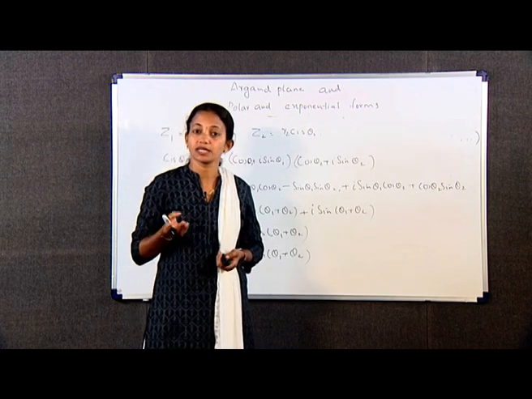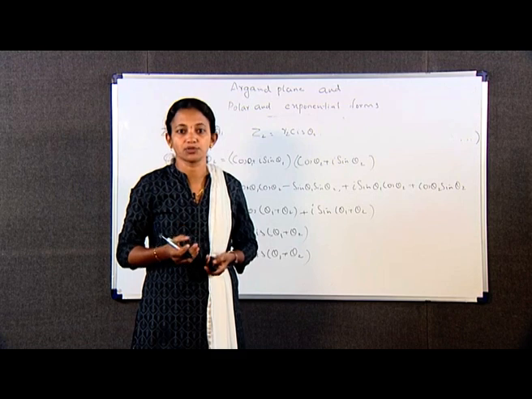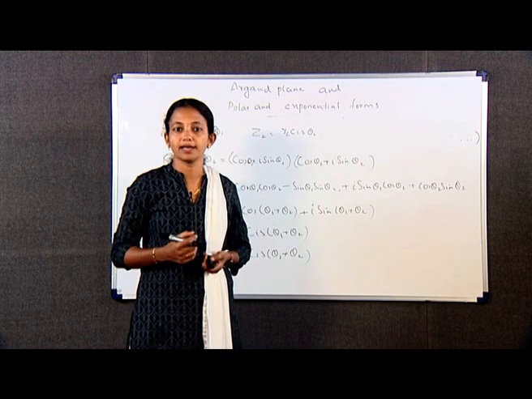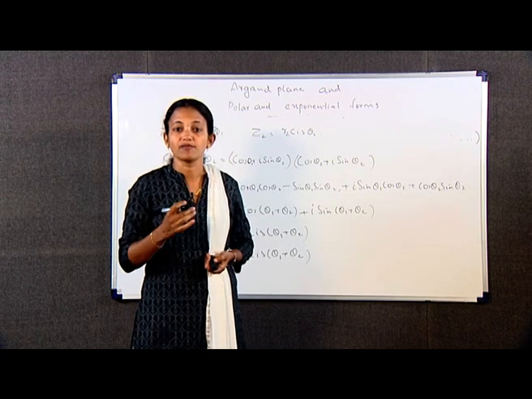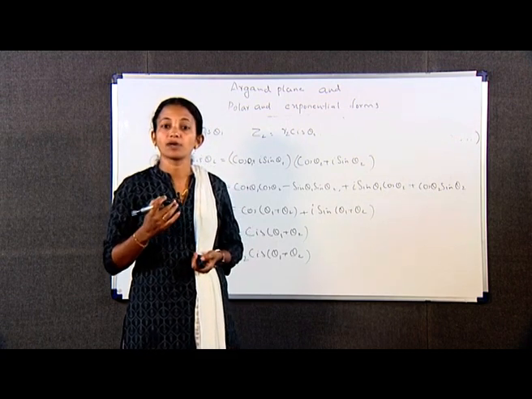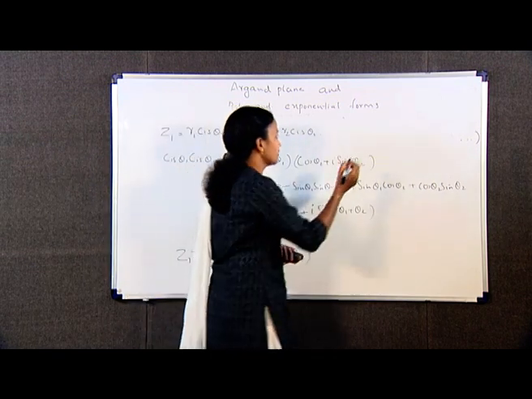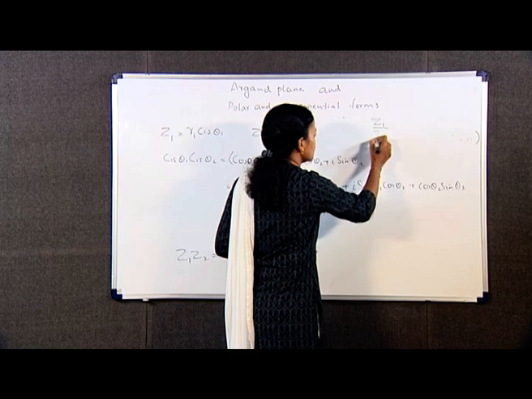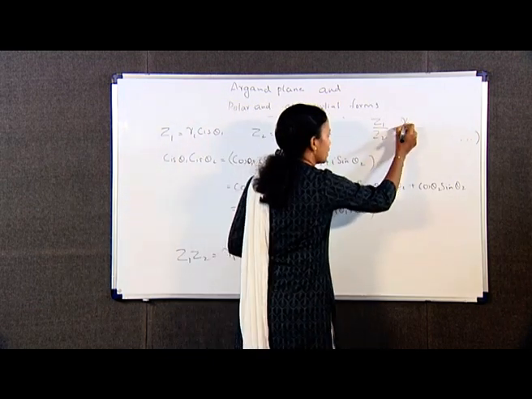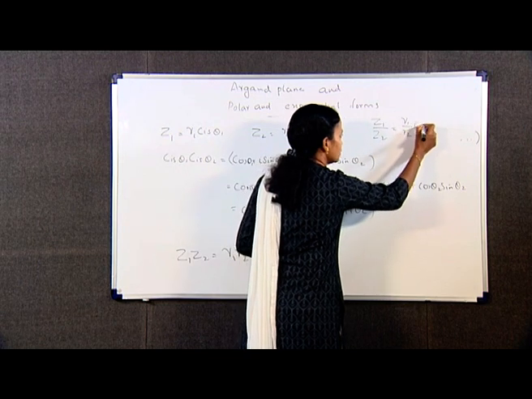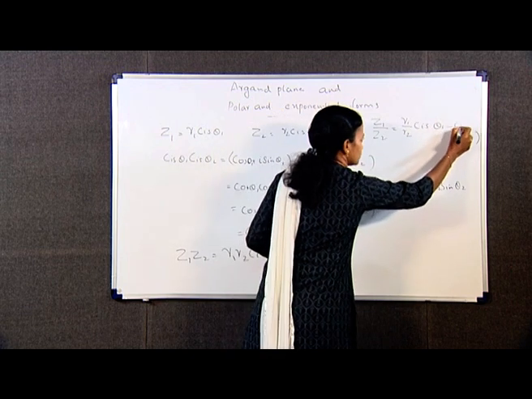Similarly, if Z2 is not equal to 0, the quotient Z1 by Z2 can be obtained by dividing the moduli and subtracting the arguments, that is Z1 by Z2 is equal to R1 by R2 sec theta 1 minus theta 2.